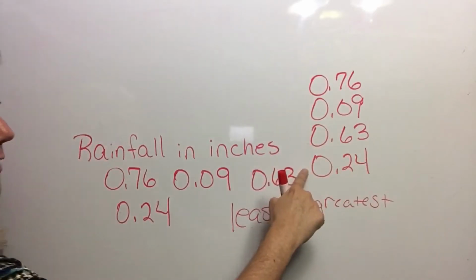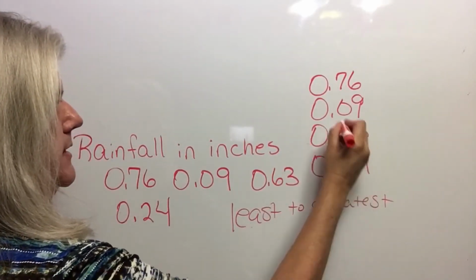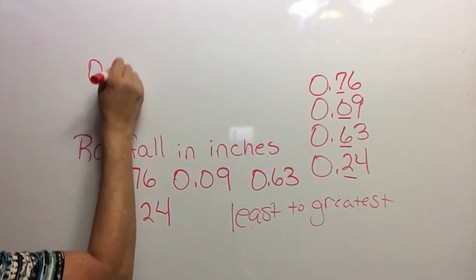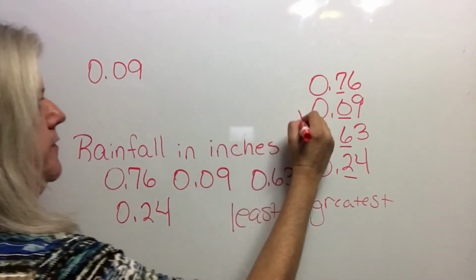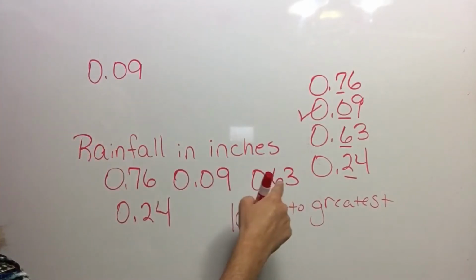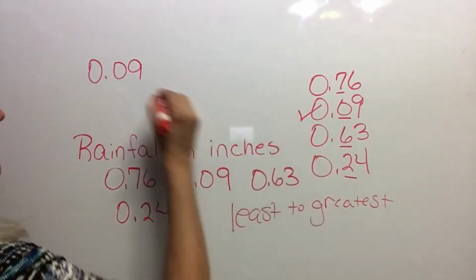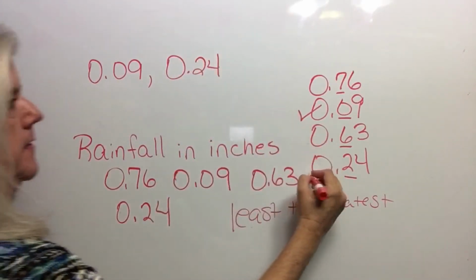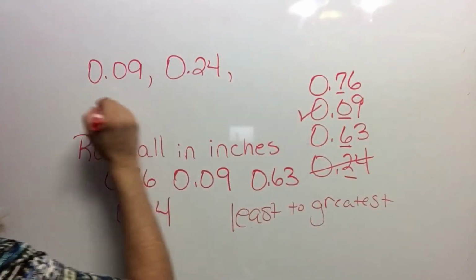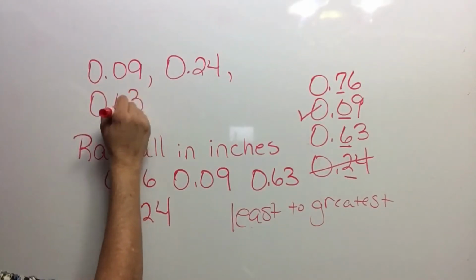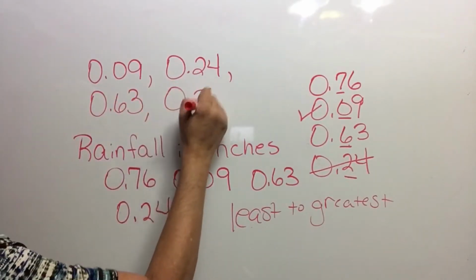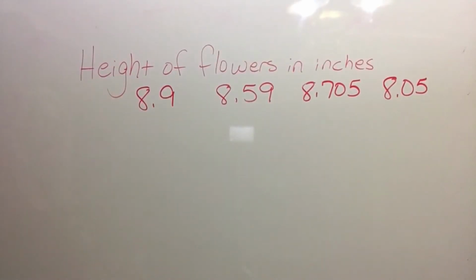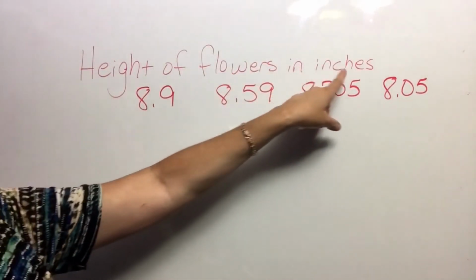They all have zeros. We have a 2, 6, 0, and a 9. So my first one is going to be 9 hundredths. So I've used this one. The next one will be 24 hundredths. 6 is smaller than 7, 63 hundredths. And then 76 hundredths.